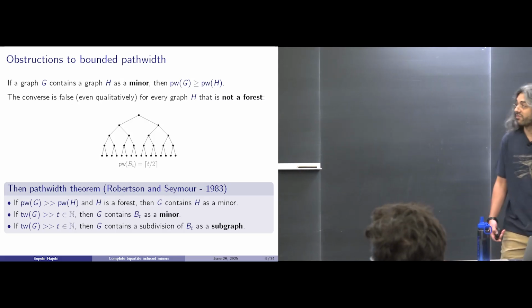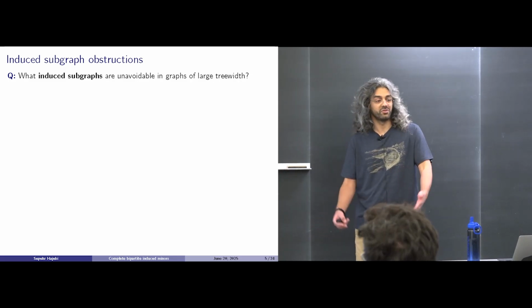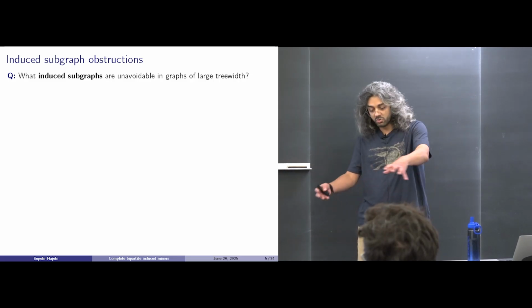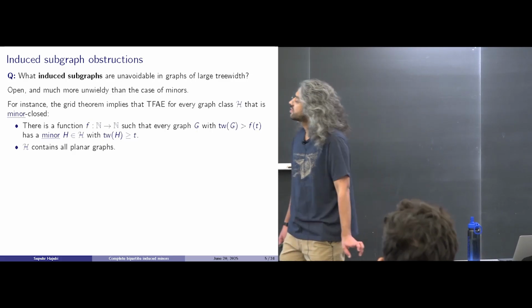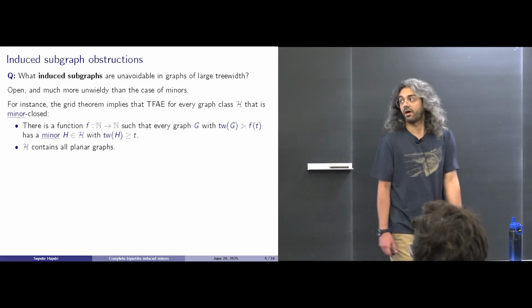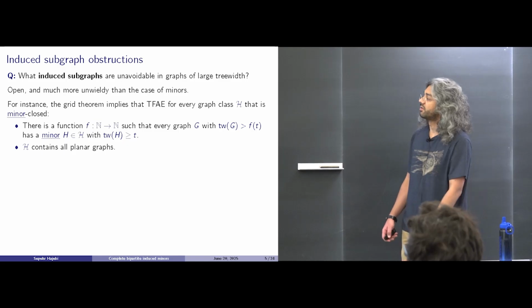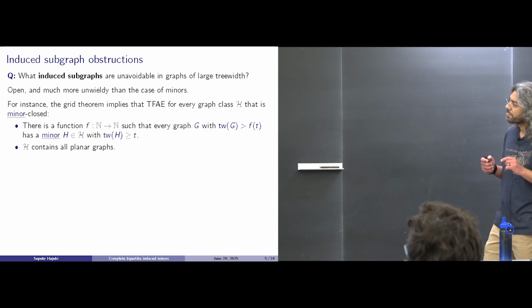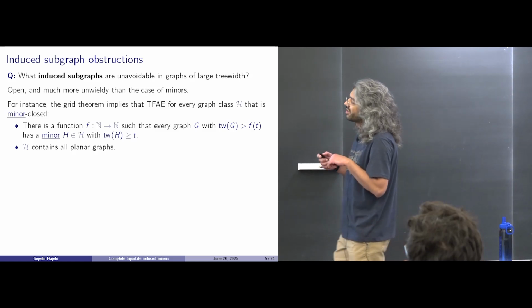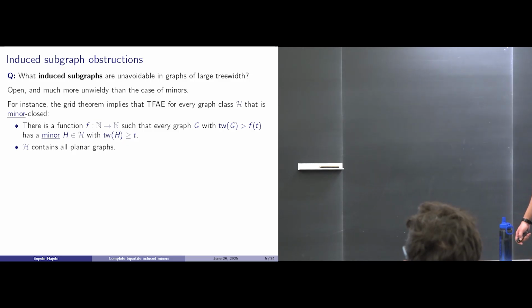And this should be more than enough motivation to ask, what about induced subgraphs? So if I give you a graph and I tell you that the treewidth is huge, then what induced subgraphs are going to be present in the graph? And so this is the central problem that I, with my co-authors, have been thinking about for the past 5 years or so. And it is still open, and I'm not going to get into much detail, but let me give you at least one explanation why this should be a drastically more complicated situation compared to the case of minors and subgraphs.